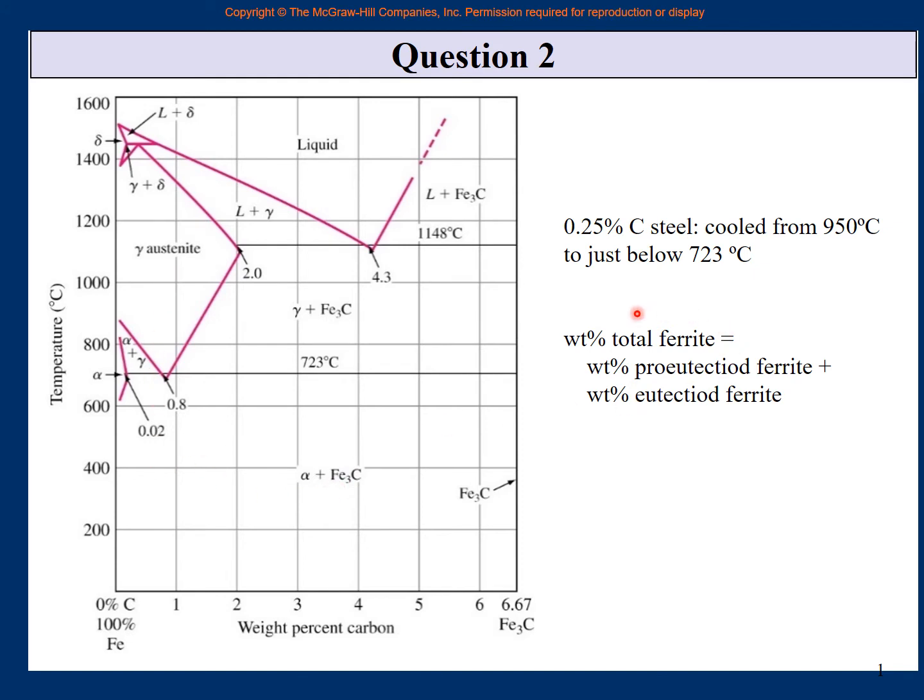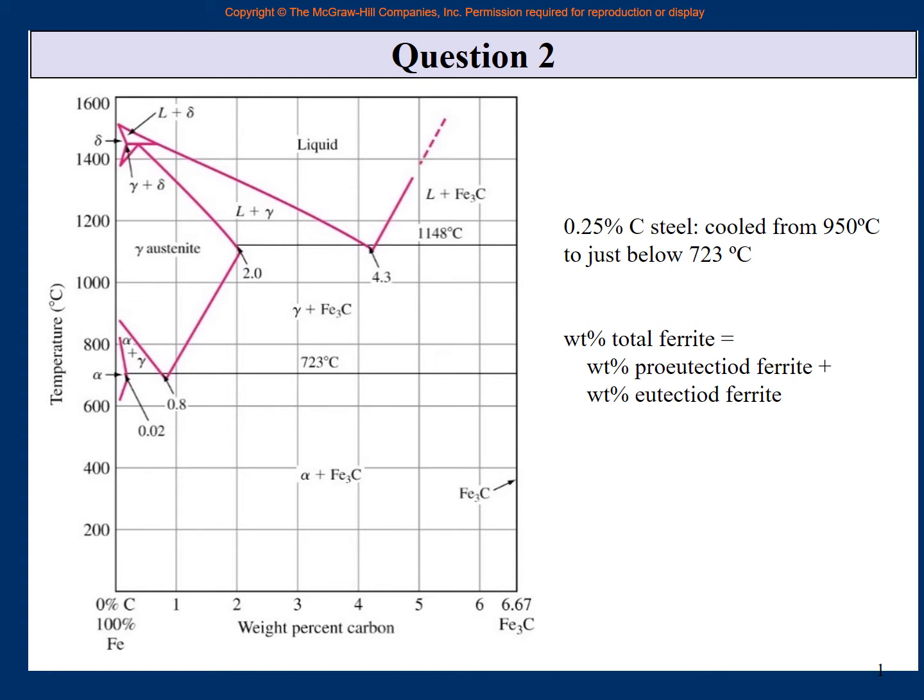And this equation you remember, that now there is some ferrite here and some ferrite here. This is pro-eutectoid ferrite. So there is total ferrite. Total ferrite is weight percent pro-eutectoid ferrite plus weight percent eutectoid ferrite. This you remember, right? If it is ferrite, it is like this. If it is alpha, then it will be pro-eutectoid alpha.